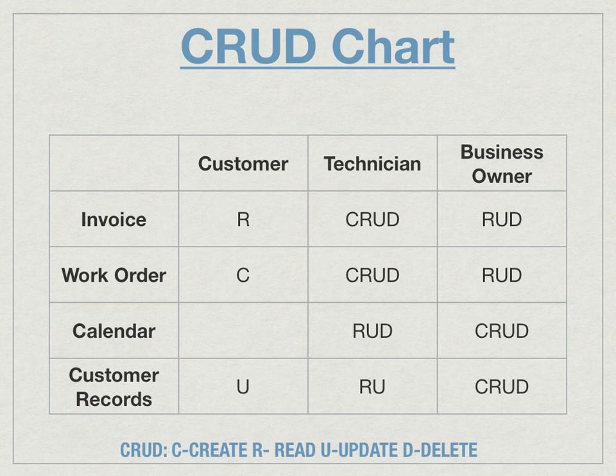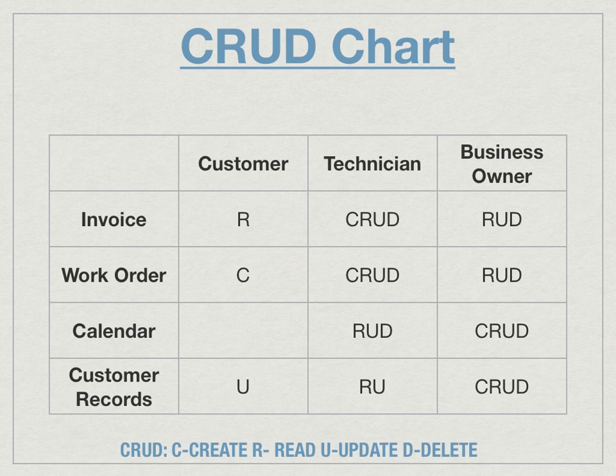And then they can read and update the calendar. They don't create the calendar, but they can read what's up there. They have to know what their job is. They can update it and delete by deleting out a job that they've completed. And the customer records, they can read them and they can update. If a customer says, here's my new phone number, they can go and update that in their file. The business owner can read, update, and delete both invoice and work order.